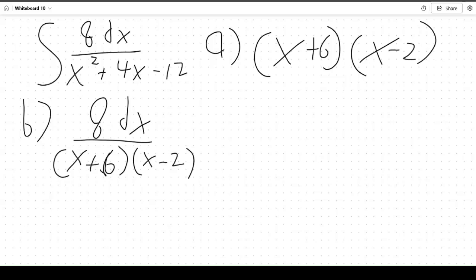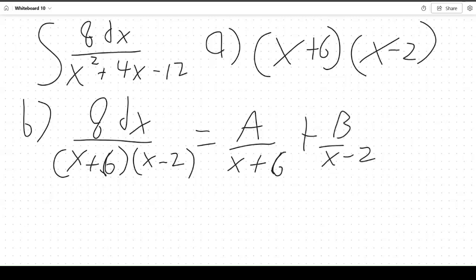And now we have to put in the A and B because we have two denominators. So this would just be A over x plus 6 plus B over x minus 2. And now here's the thing that you have to remember. Here you have to pay attention, because what we're going to do is different than what we did before. So now we have this, right? We can take out the dx because we don't need that.